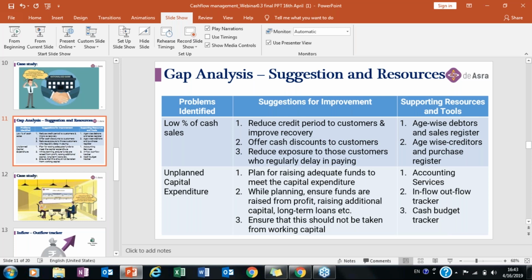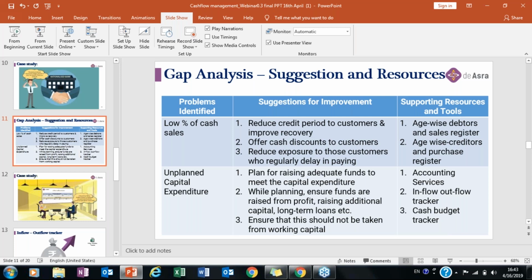So what is a low percentile of cash sales? Say, for example, you're doing a business of 100 rupees, and 80 rupees is on credit, and only 20 rupees is what you've sold in cash. Which means only 20 rupees are in your hand as liquid cash.